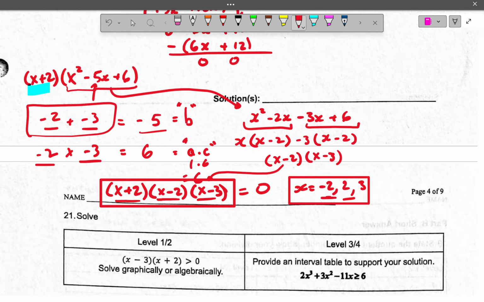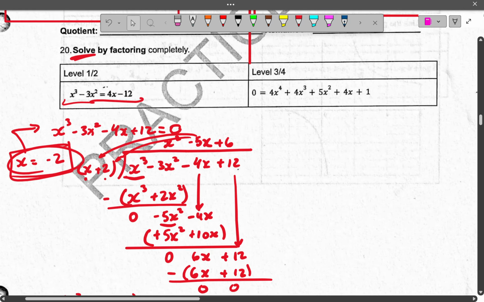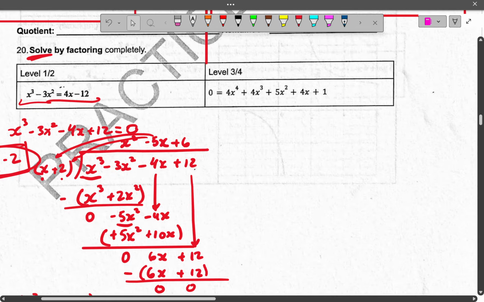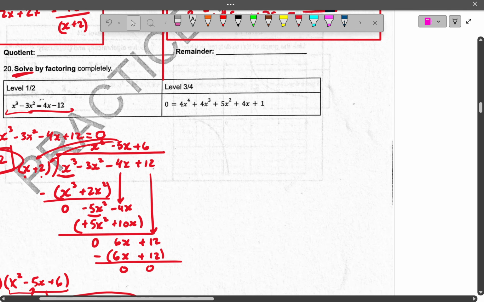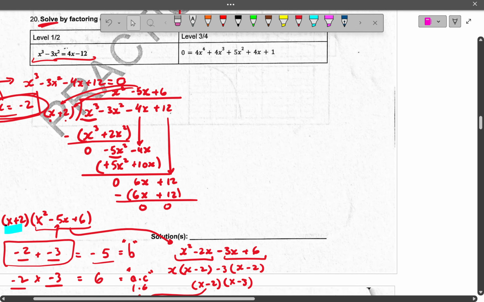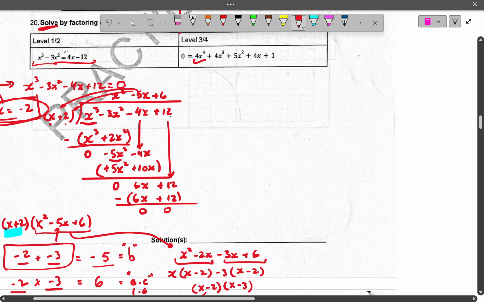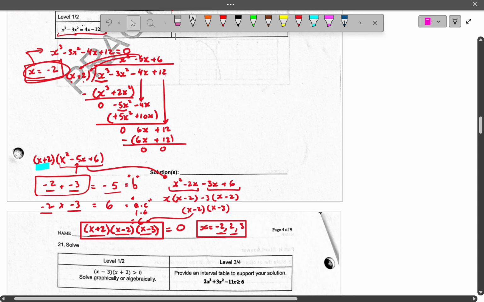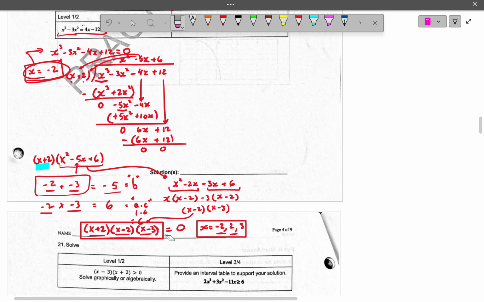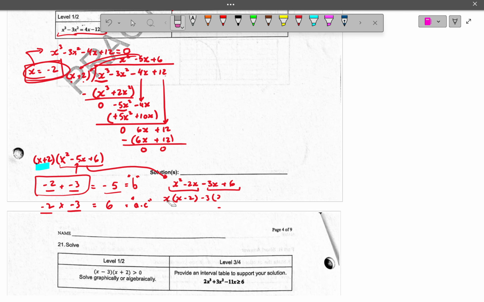Same thing is true for this level 3-4 one. It's just got an extra term, and they've already moved everything to one side for us, so it's a little bit simpler in that sense. But all the steps are still the same. So I'm going to do this one just by clearing the space.